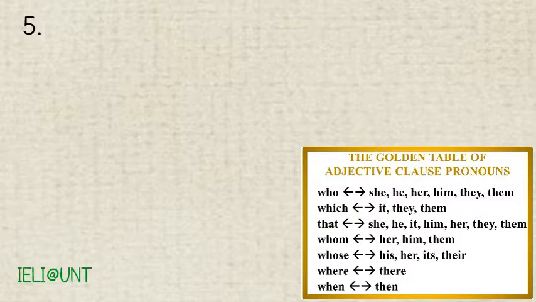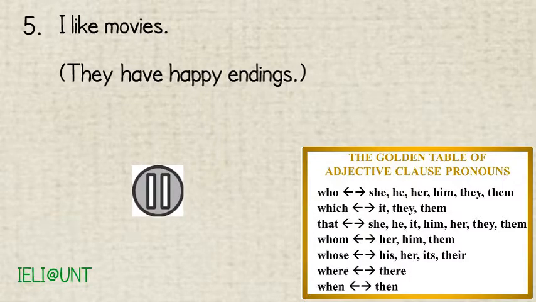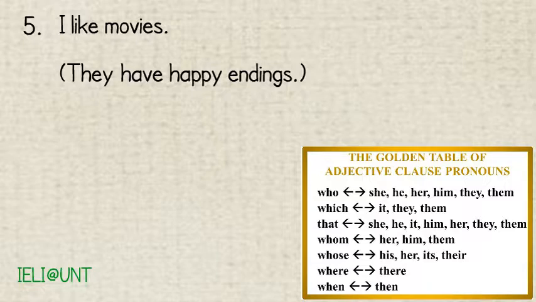Number 5. I like movies. They have happy endings. There are 2 correct answers. Press pause now. Look at the table of adjective clause pronouns. They occur 3 times, with who, which, and that. However, who is for people, not things, so we can use only which and that.